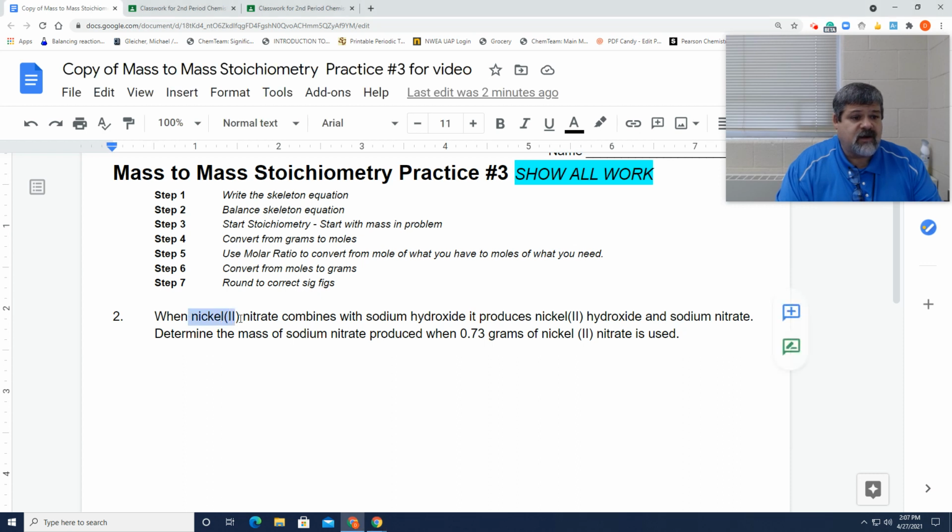So we have nickel 2 nitrate. It's going to combine with sodium hydroxide to produce nickel 2 hydroxide and sodium nitrate. So the first thing we can do is put in the charges up above. So nickel is going to be a +2. And nitrate is going to be a -1. Well, how do we know that?